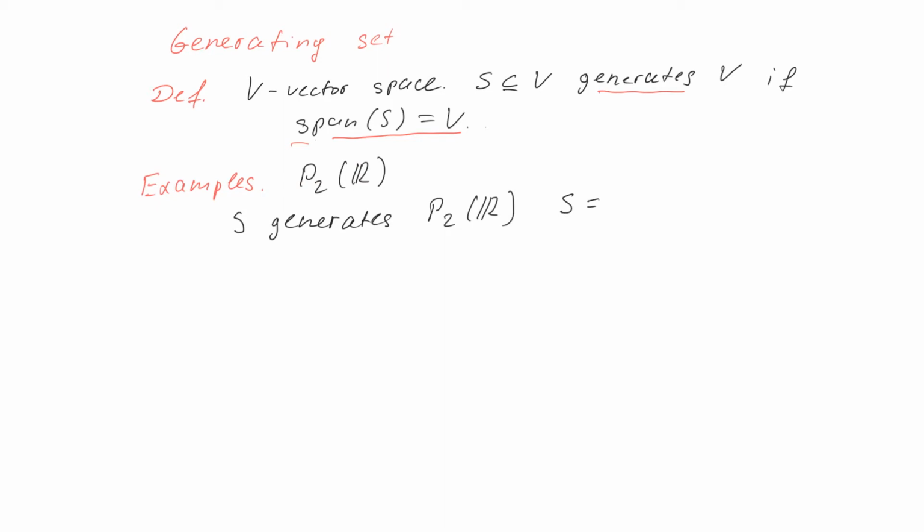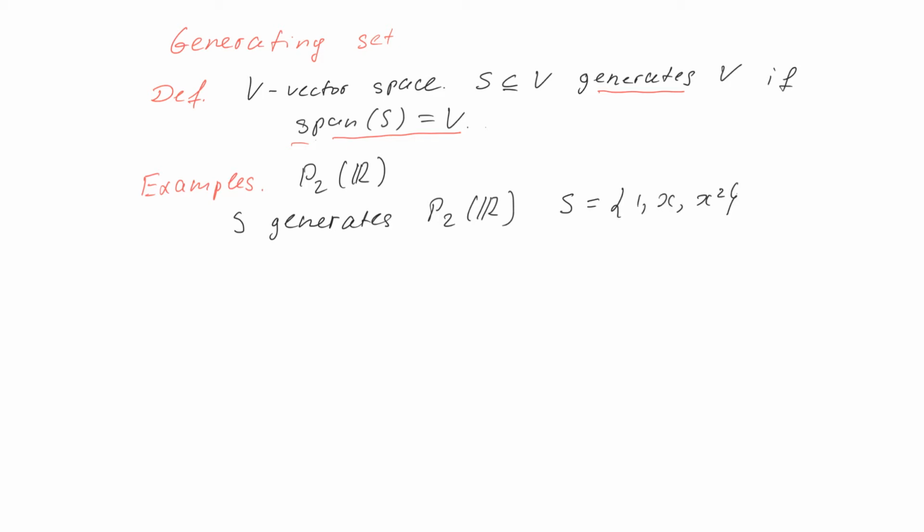So let us now look at examples, and this time as an example I will take the space of polynomials of degree at most 2. We already saw this in the video where we considered subspaces, so I hope this example will not be difficult for you. Assume that S generates the space. Can you give me an example of such a set? Think about the easiest example possible. Think a little bit about it and then we will continue.